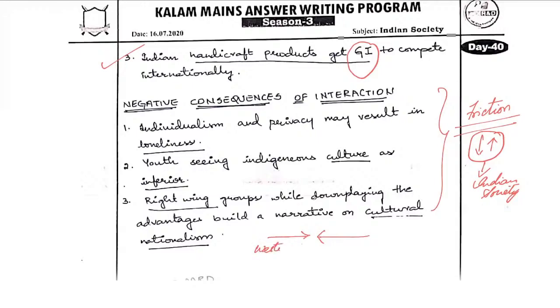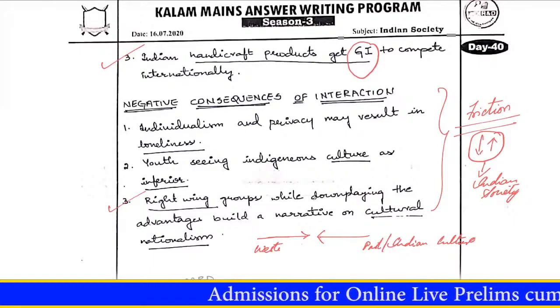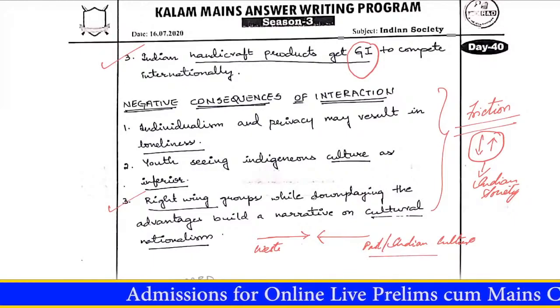Then there are the right-wing groups who subscribe to the past or to the ancient Indian culture. Now, sometimes both of them can have very friendly interaction, but sometimes both of them can be in opposition to one another, leading to conflicts. So this is an example of that. When right-wing groups downplay the advantages and build a narrative of cultural nationalism, this is nothing but some kind of clash between the globalizing trend and the ancient or past Indian culture.